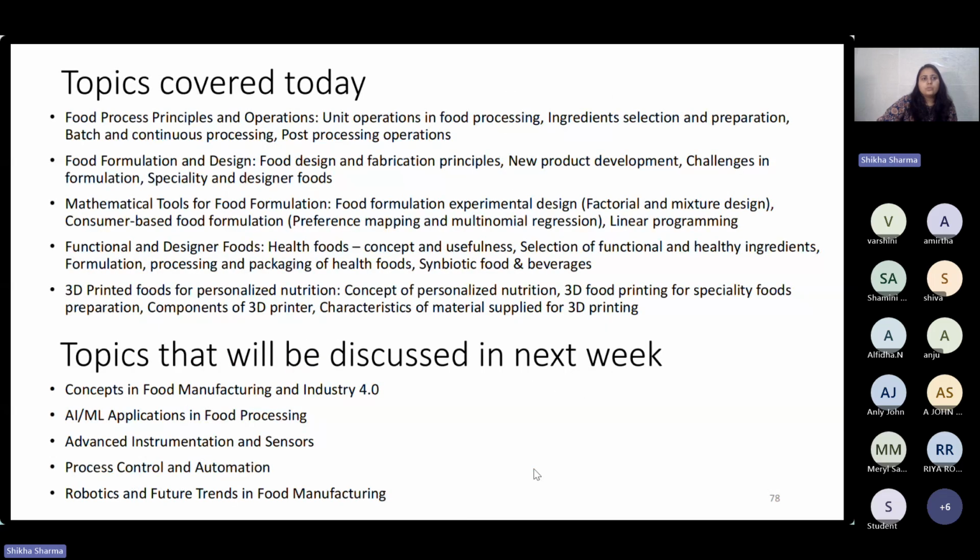So next week, we'll be discussing the concepts in food manufacturing and Industry 4.0, then AI and ML application in food processing, then advanced instrumentation and sensors, process control and automation, and robotics and future trends in food manufacturing.